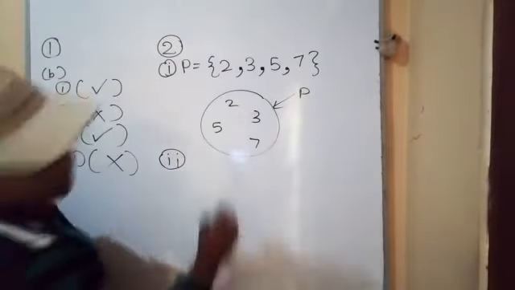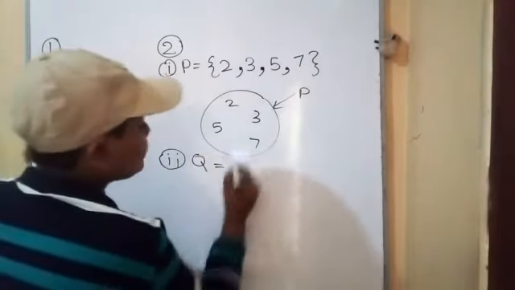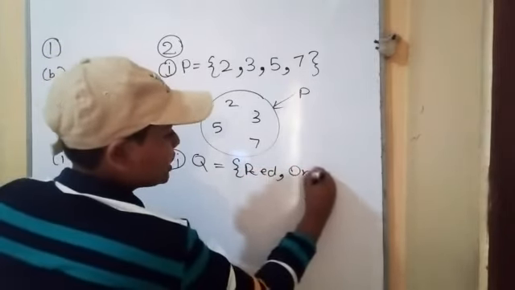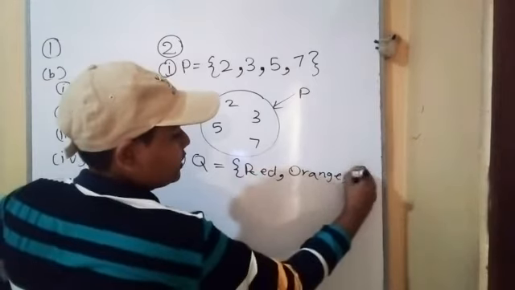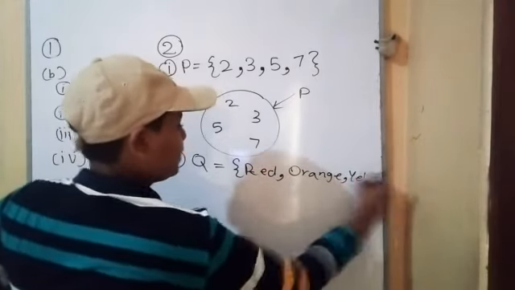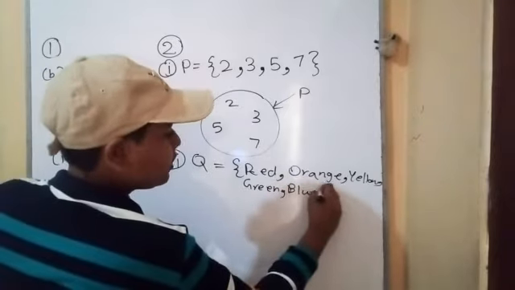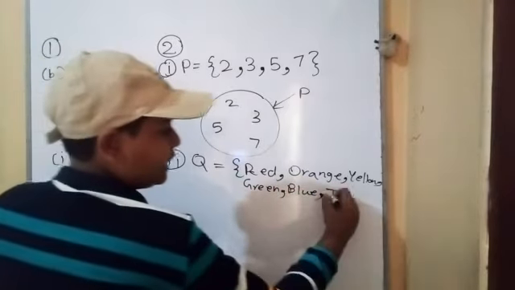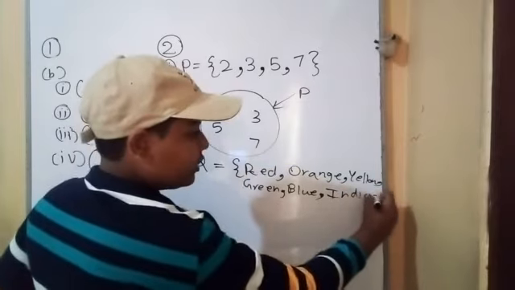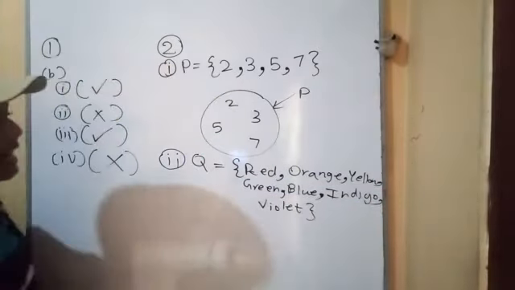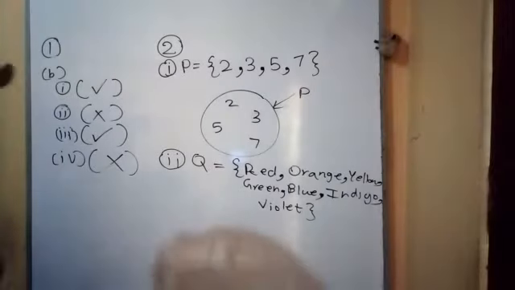Second one, Q. Colors of rainbow. What are the colors of rainbow? Red, orange, yellow, green, blue. What else? Indigo and violet. Red, orange, yellow, green, blue, indigo and violet.